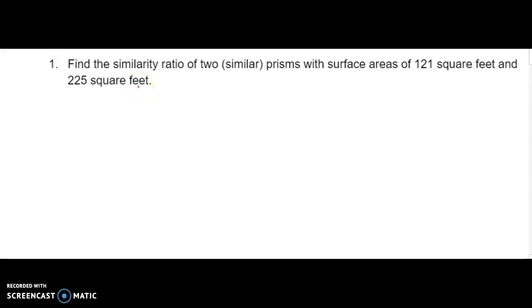All right, we want to find the similarity ratio of two similar prisms with surface areas of 121 square feet and 225 square feet. So first thing to recognize is that the given information is in square feet. It's in terms of an area, and that is a two-dimensional concept. So the next thing is similarity ratio. When they ask you about similarity ratio, they're actually asking about sides.